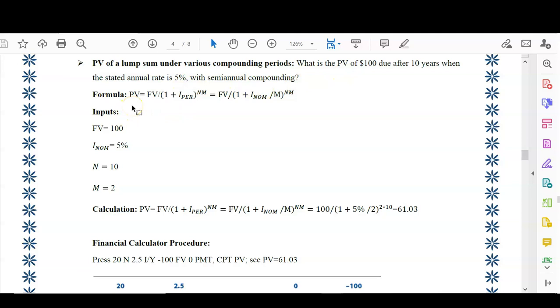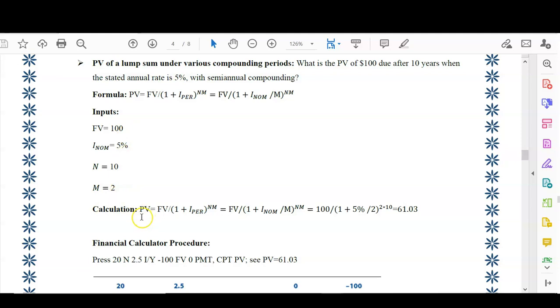Okay, so again, the present value of a lump sum formula needs to be changed in two ways. The interest rate should be the periodic rate instead of the yearly rate. The number of periods should be used here instead of the number of years. So we use n number of years multiplied by m compounding periods per year to get the total periods here. Okay, so here we have future value of 100, nominal rate as 5%, n as 10, m as 2 still. All the inputs are very similar.